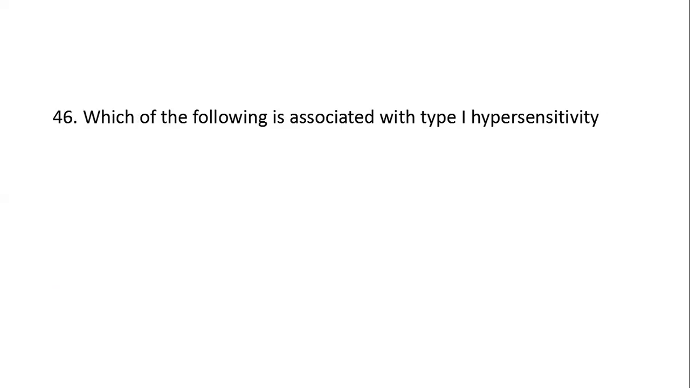Next question. Which of the following is associated with type 1 hypersensitivity? Option A, IgA. Option B, IgE. Option C, IgM. Option D, IgD. The right answer is option B, that is IgE. IgE is the immunoglobulin that mediates type 1 hypersensitivity, that is anaphylaxis and atopy. IgE antibody is also called reaginic antibody.